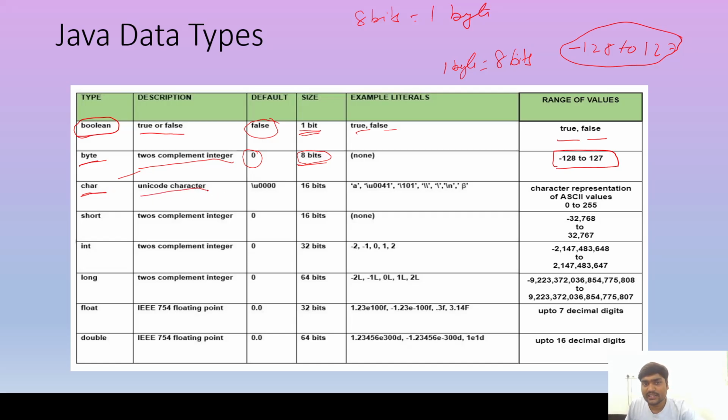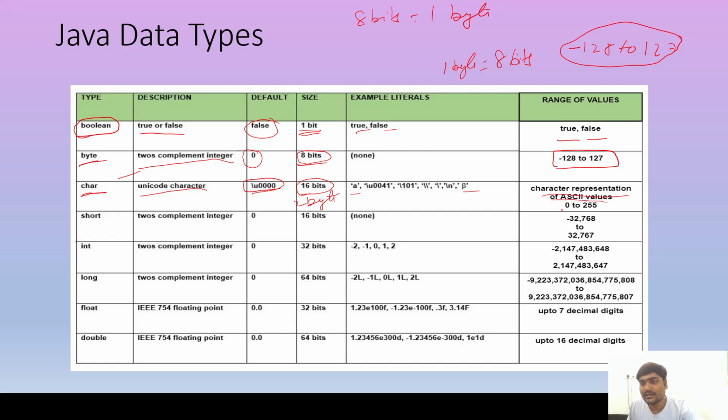It is nothing but Unicode characters, and its default value is this one. It denotes 0. Now its size is 16 bit, that means 2 byte. Okay, and examples are A, 101, any kind of character values.